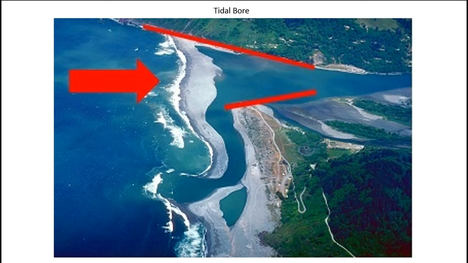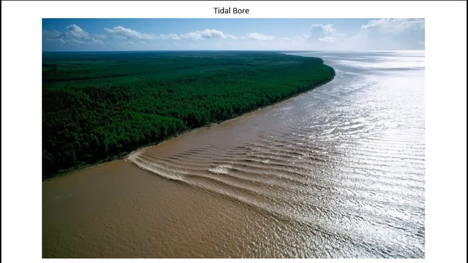Tidal bores. They occur along a coast where a river empties into the ocean. This white arrow shows the direction of the river, and the red arrow shows the tide as it's being funneled into the river against the river's current. Here is another tidal bore along the coast.